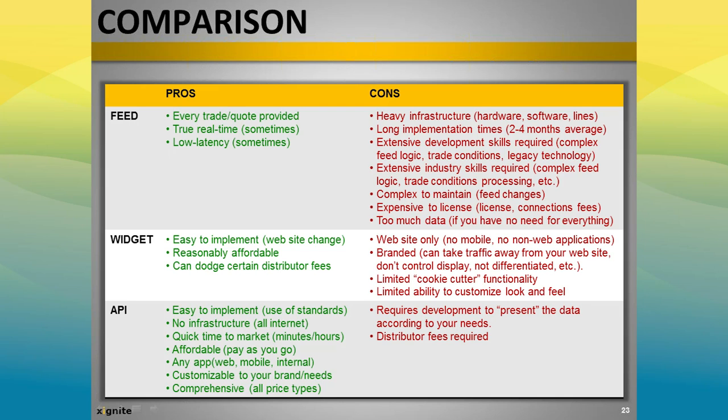Right? APIs combine the best of both things. They're very easy to implement because they use standards. They require no infrastructure. Just pull data over the internet. It takes minutes to integrate them. They're affordable because you can pay as you go. You don't have to buy the whole thing and pay for the whole thing. You just pay for what you need. They can be used for mobile, web app, internal, any application. They'll allow you to customize the presentation in any way you want, and they're also very comprehensive. You have a lot of different things you can get there.